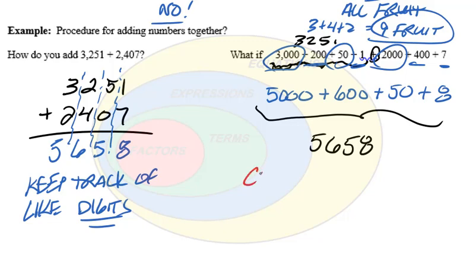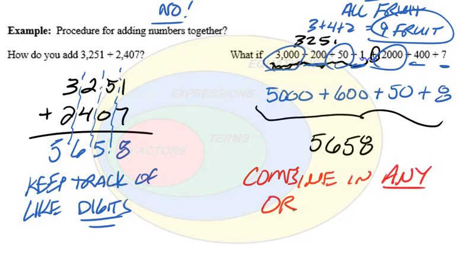But the idea is that as long as we can find and search out like terms, it really doesn't matter. We can combine in any order we want. We can still come up with the answer. So that's just an introduction. I'll be going on into the fundamental property of multiplication next to complete this introduction.